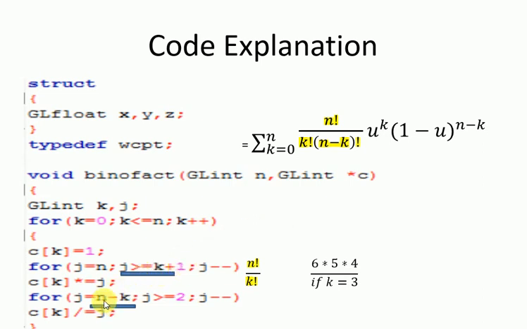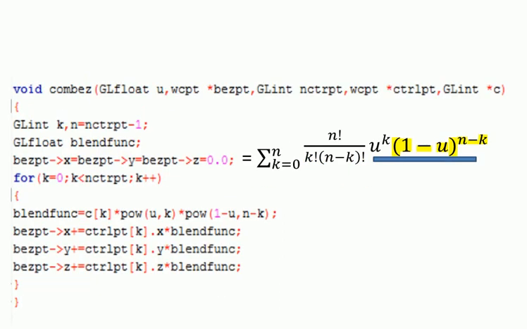And the next one is dividing by n minus k factorial. So that is this one: n minus k into j minus minus. So you're multiplying it and dividing with n minus k. Okay. So next one is 1 minus u to the power of n minus k. So that is 1 minus u to the power of n minus k, here.